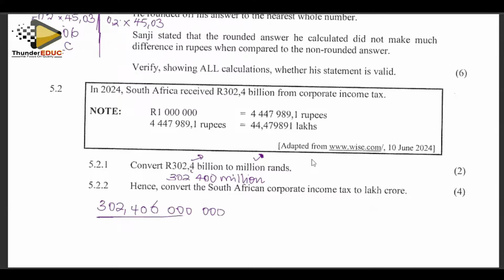What do you do? You divide by 1,000,000. So if you divide by 1,000,000, look at that. These zeros here will leave. So what do you remain with? You remain with, which is up there. And you've converted to million. Okay. That's how the answer was supposed to be.